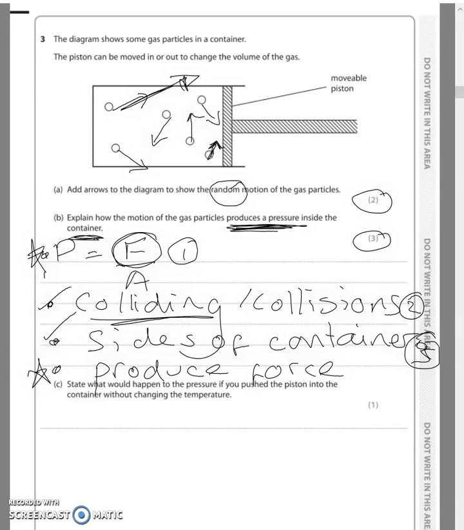So part C, state what would happen to the pressure if you pushed the piston into the container without changing the temperature. So if you're pushing the piston in, you're making the volume of the whole container a lot smaller. And by doing that, you're going to push all the particles closer together. And the effect of that is that it will increase the number of collisions or increase the probability that there will be more collisions. So this is only for 1 mark, so you don't need to write all of this.